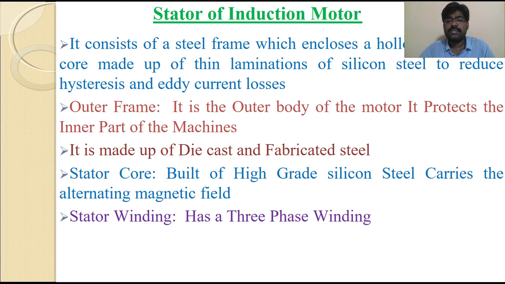Stator core. Inside the stator we keep the stator core. That stator core is built of high grade silicon steel and carries the alternating magnetic field. Whatever magnetic field is produced inside the induction motor will be carried by the stator core only. Then it will have stator windings. Inside the stator core we keep the stator windings. The stator has three-phase windings. We keep the windings in three phases and each phase is displaced by 120 degrees inside the stator core.